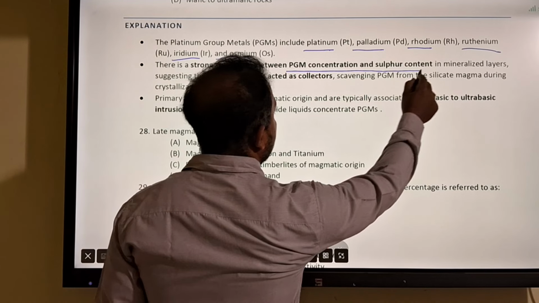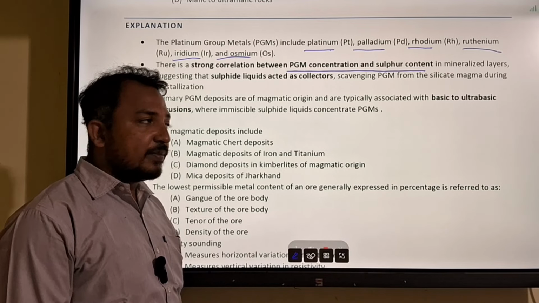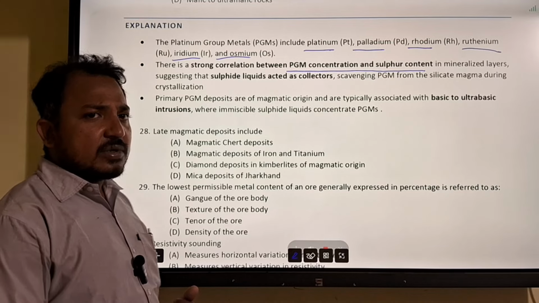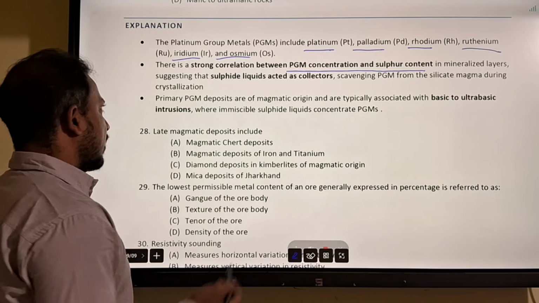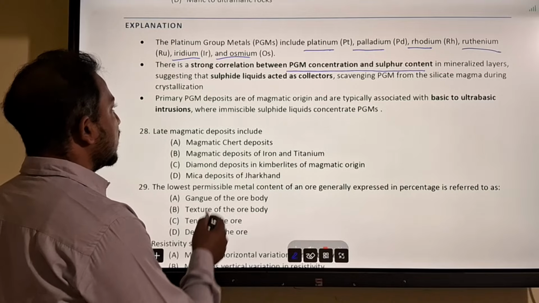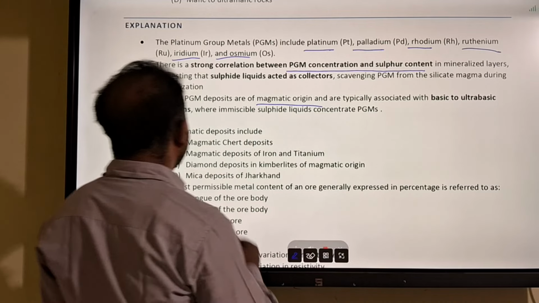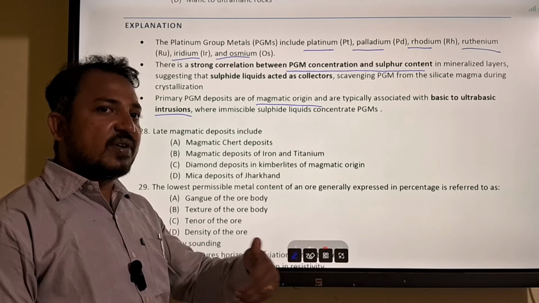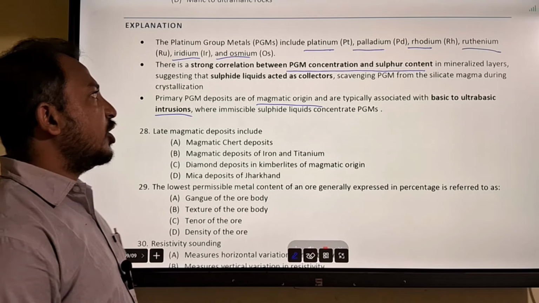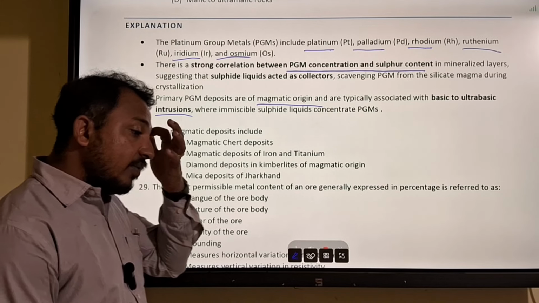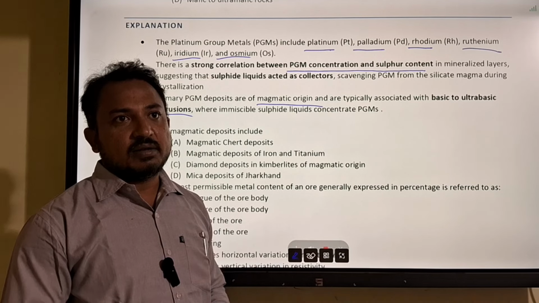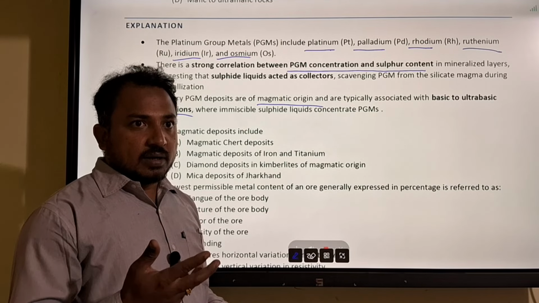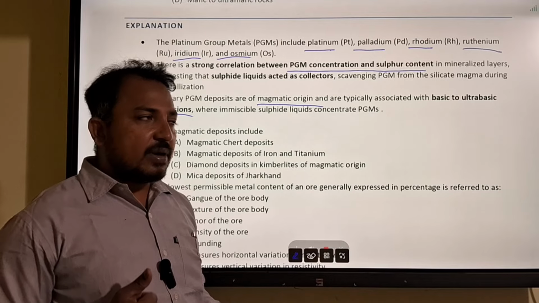So the PGM concentration is related to sulfur content, because sulfur is used to leach the PGM metals, and they are deposited as a segregation deposition or dissemination deposition, you can say, at the early magmatic crystallization. So primary PGM deposition of magmatic origin is typically associated with basic to ultrabasic intrusion, where immiscible sulfide liquid concentrates the PGM. In PGM, sulfide acts as a scavenger to remove the PGM. So this we will study elaborately in MSc classes, where you will completely study the process of PGM deposition.